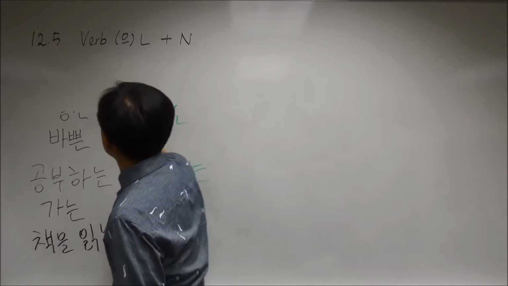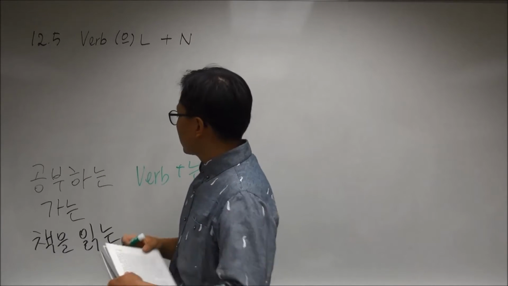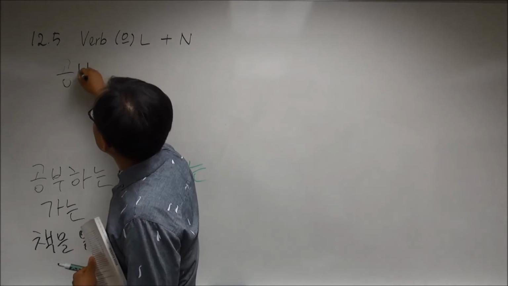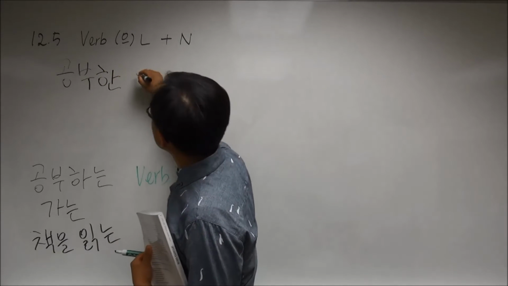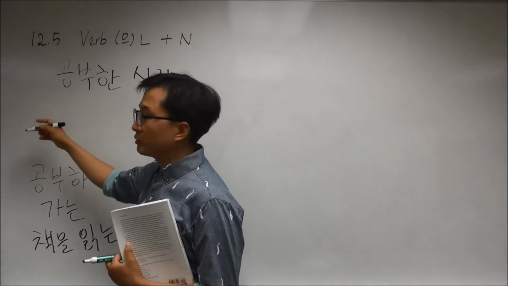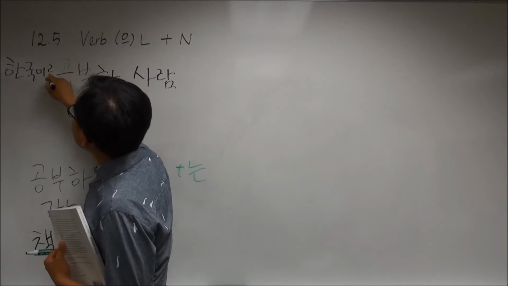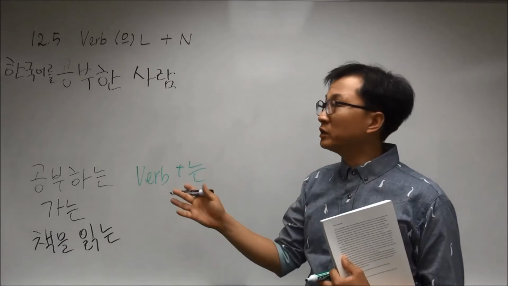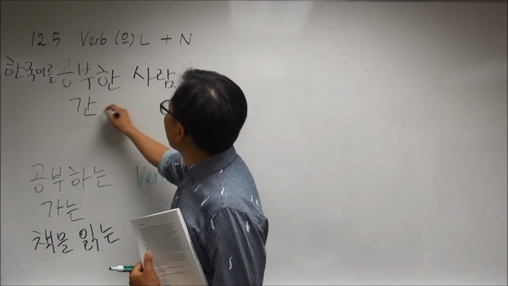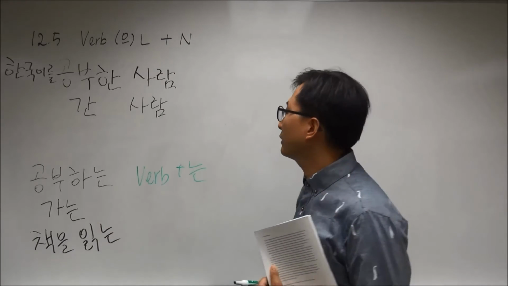Let me just write here. As I said, somebody just finished studying. Then 공부한 사람. A person who studied. We can add more information like 한국어를 공부한 사람. A person who studied Korean before, past. 가는 사람, 간 사람. A person who went away. 간 사람.